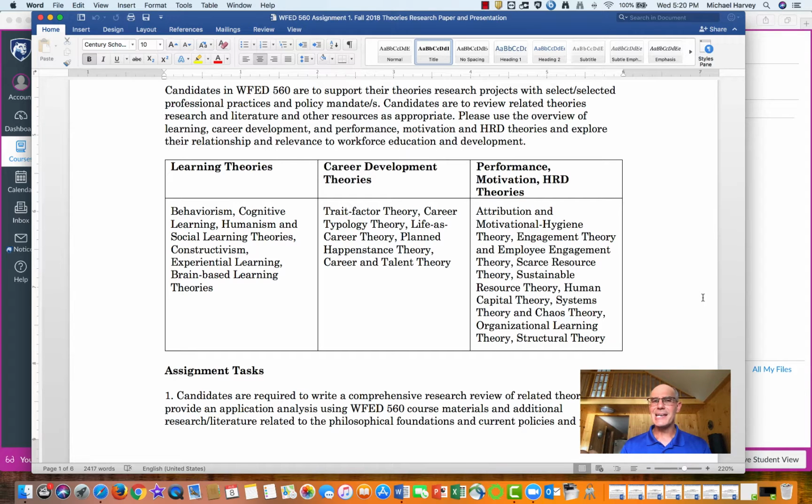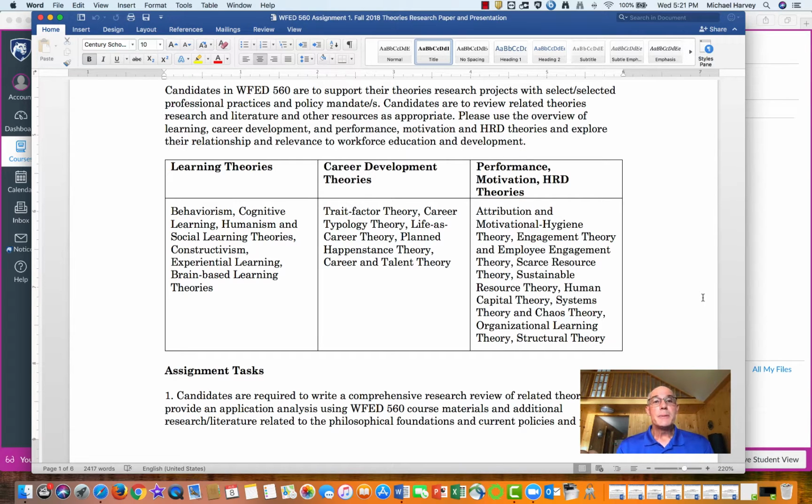What I'm also asking candidates to do is to stretch a little. If in your prior work you have done a lot of work in constructivist theory, trait factor theory, or employee engagement theory, then maybe those theories are not the most appropriate or the best theories for you to be researching. What I want you to do is research theories that mean something to you, but also will stretch you in what you need to know.